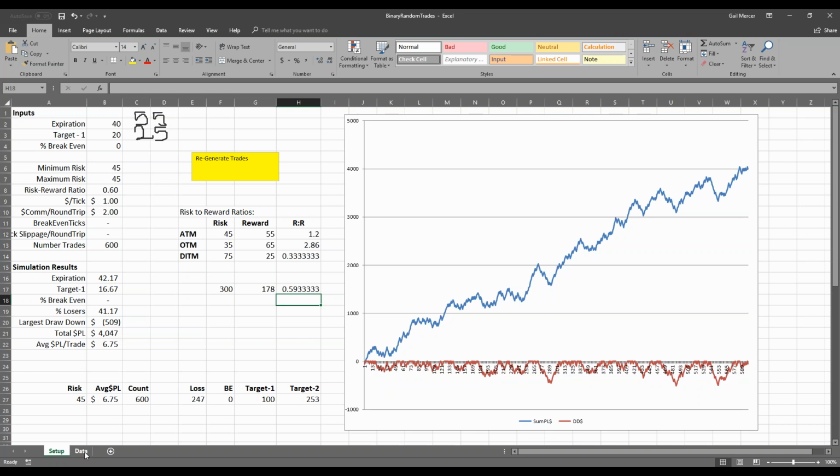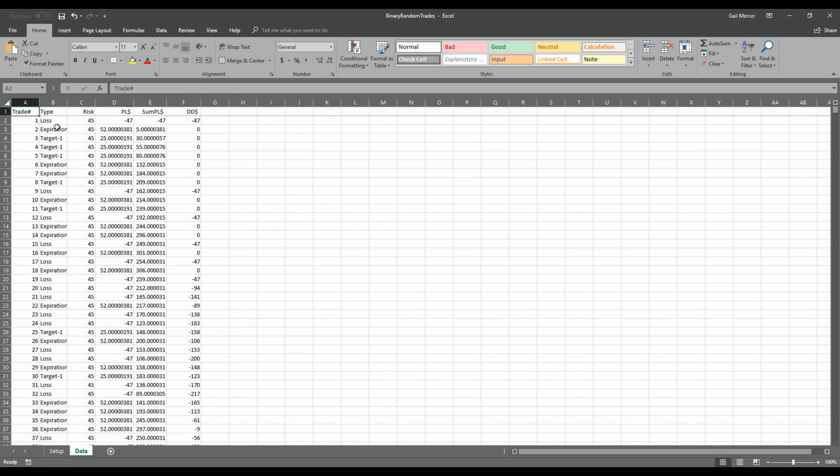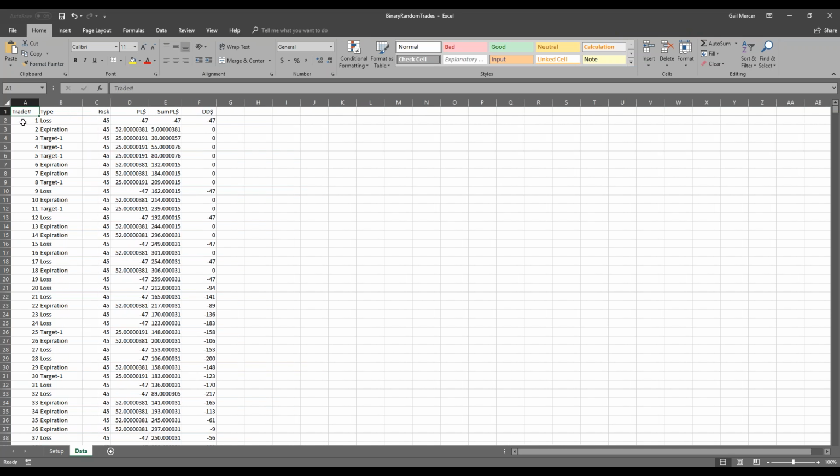Well, let's look at the data here. And you can see on this one, and this is a very, very easy one, you have trade number one. It was a loss, risking $45. This one expired, and actually the risk was 45, but it made 55. So this one actually tells it.